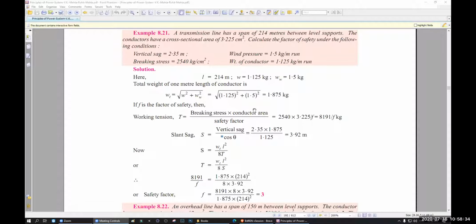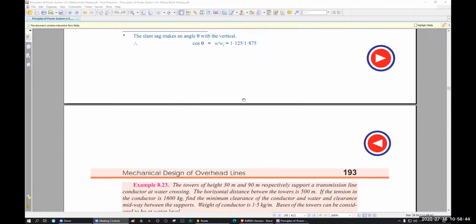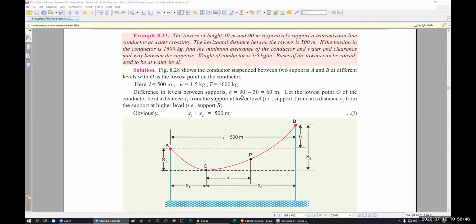8.21, a transmission line has a span of 214 meters between level supports. The conductors have a cross-sectional area of, okay, you can do it by yourself. I want to do a sag that is in different level. This one is a very interesting math, and I love this math very much because I used to give this math when there was an exam. Okay, right now I do not know, but this was a very favorite math of mine.